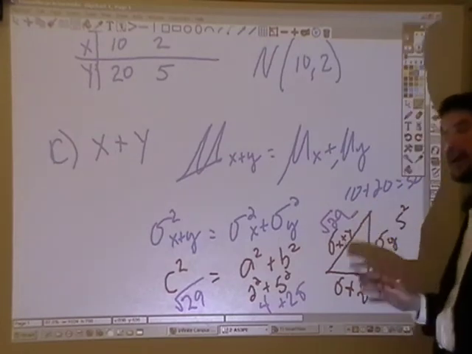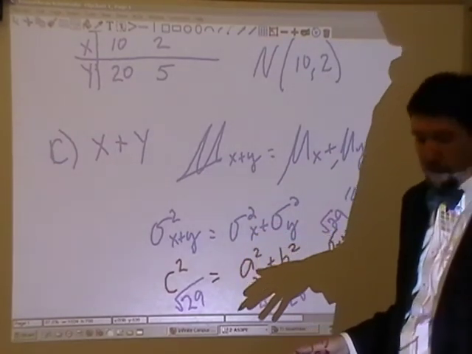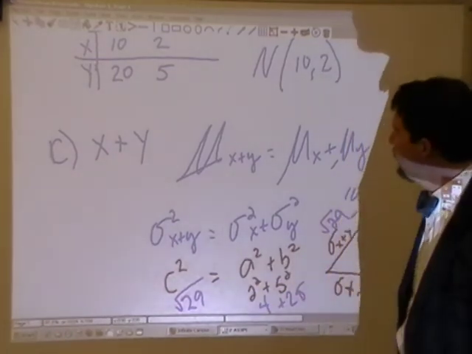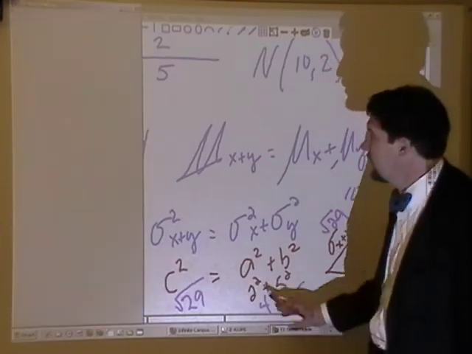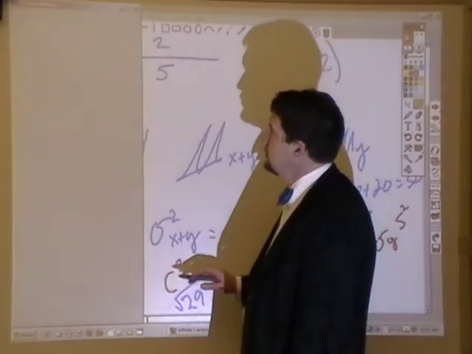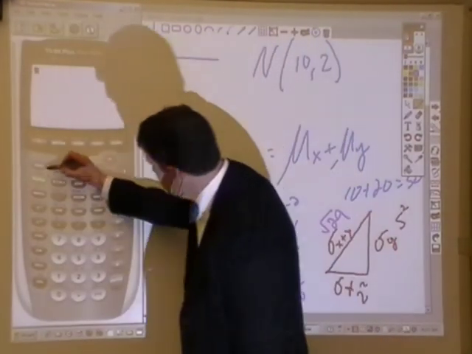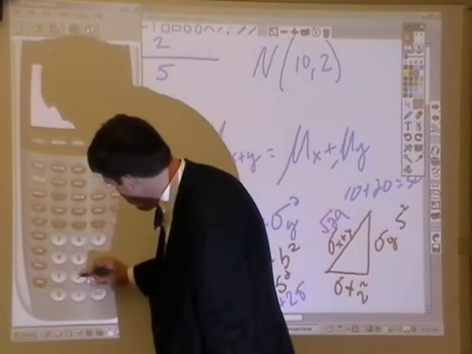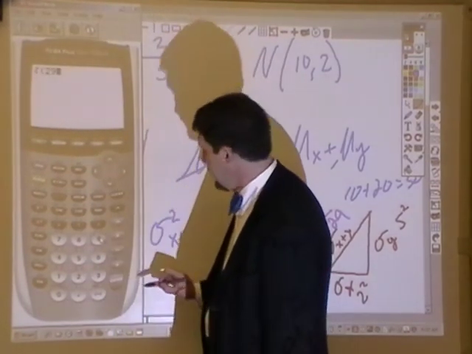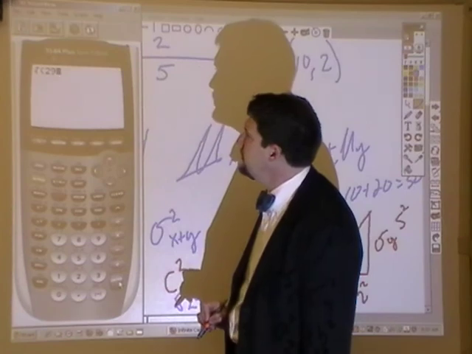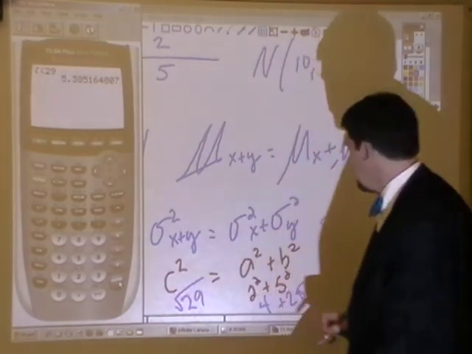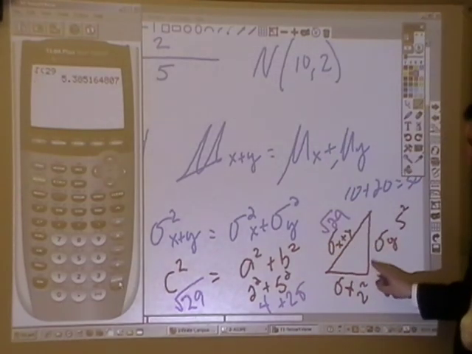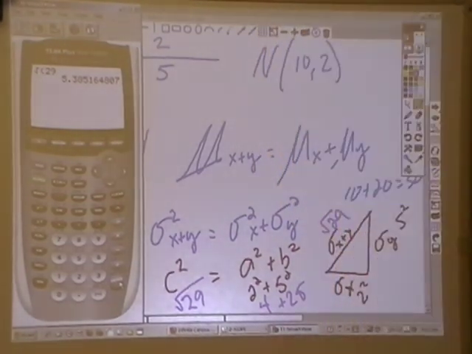So the standard deviation is the square root of 29, and the square root of 29 is going to be 5 point something. Well, let's find out. I've got my calculator here. All right, so the standard deviation, the square root of 29, to 2 decimal places, is 5.39. So 5.39 is our answer. Okay, coming back after the break to finish this up.